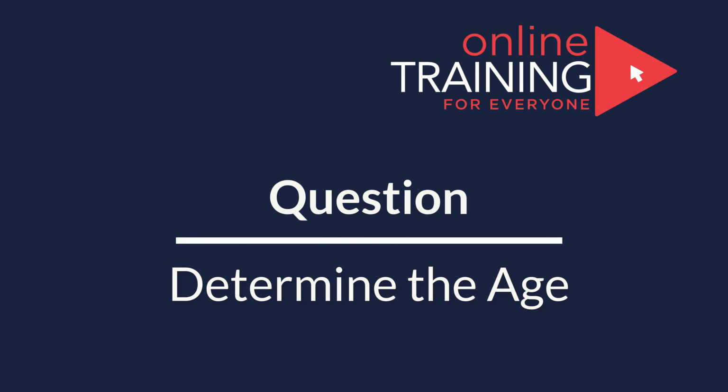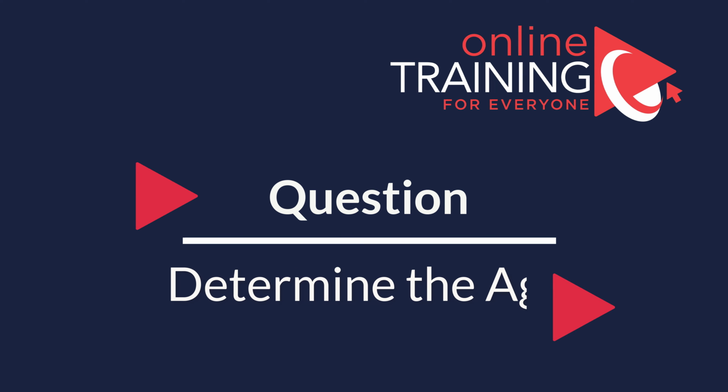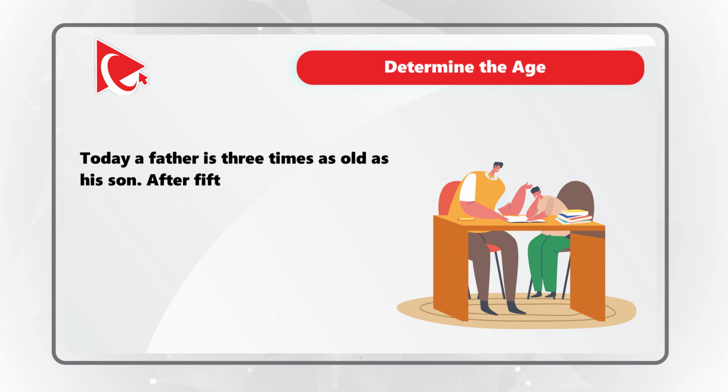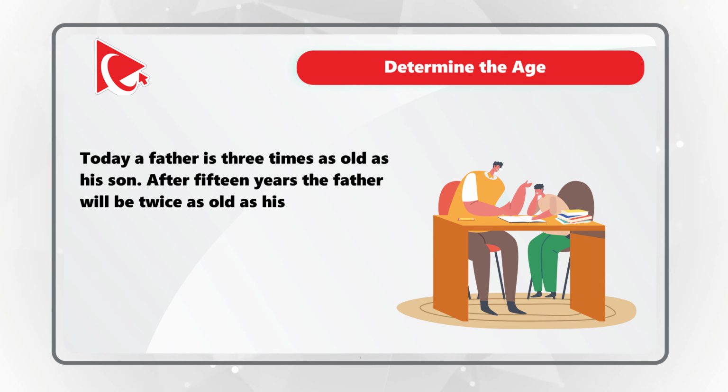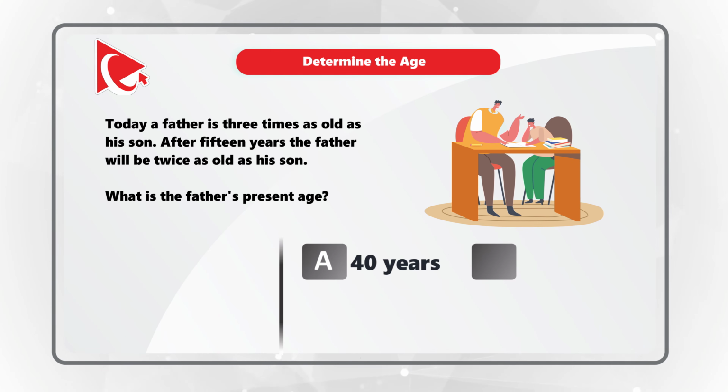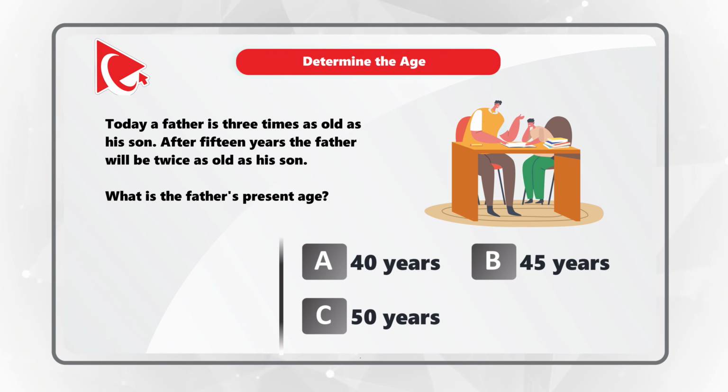Here is a frequent test problem where you need to determine the age of family members. Today, a father is 3 times as old as his son. After 15 years, the father will be twice as old as his son. What is the father's present age? And you have 4 different choices. Choice A, 40 years. Choice B, 45 years. Choice C, 50 years. And choice D, 55 years.